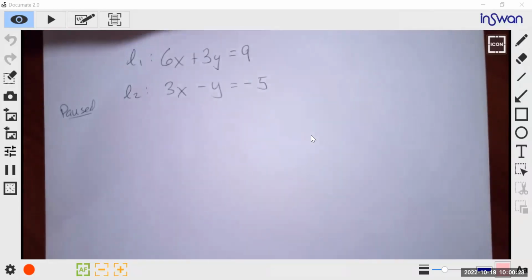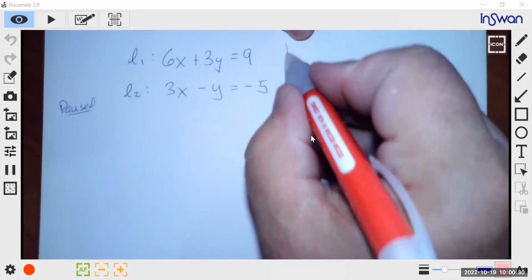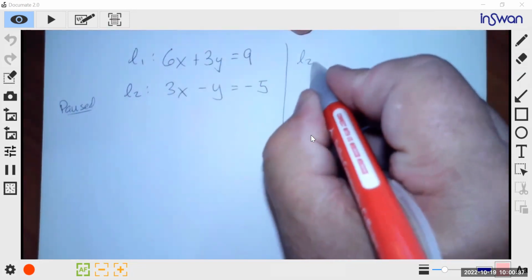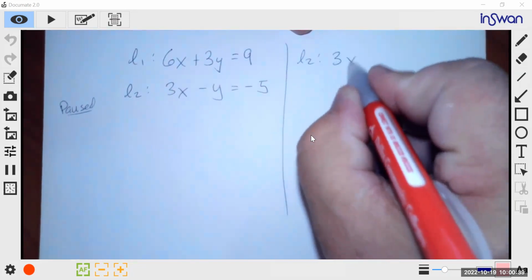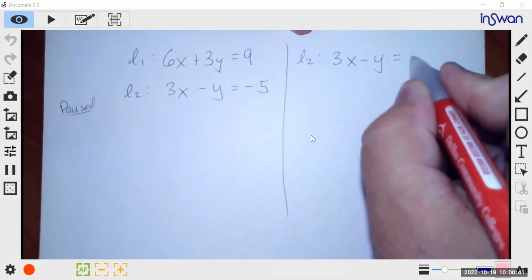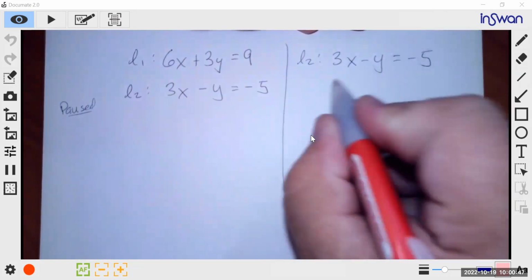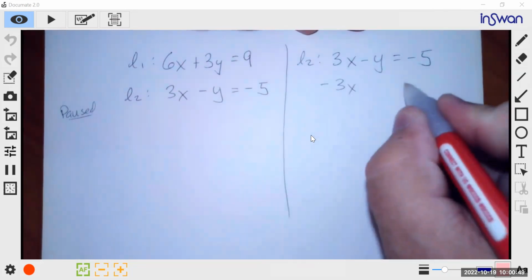So the first thing to do, which equation are we going to pick? Line 1 or line 2? Okay, we'll pick line 2. Which variable are you going to solve for? Very good. So we have to get rid of the 3x first.